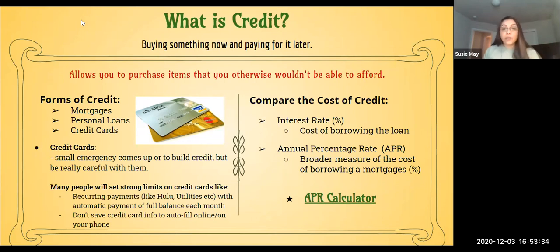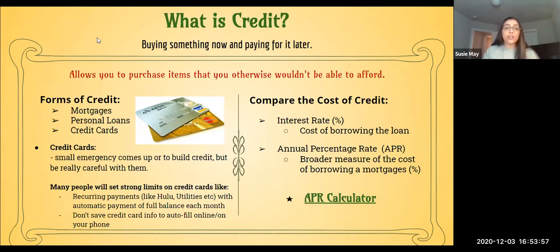So there's different forms of credit: mortgages, personal loans, credit cards. And credit cards, for one, are great to have when a small emergency comes up, or just to build up your own credit, but you really have to be careful with them. I, for one, don't have one because I know myself. So I don't have one.